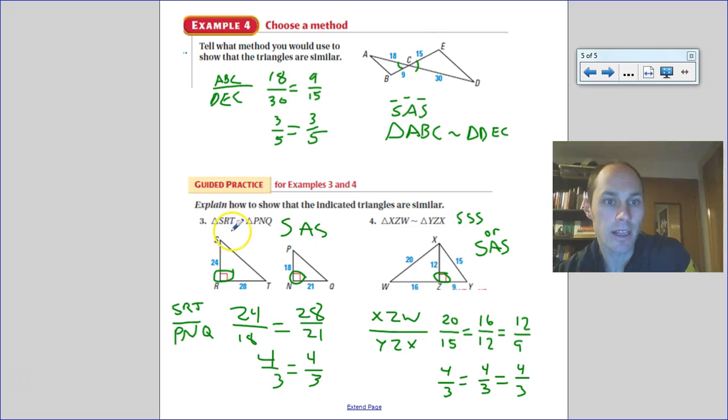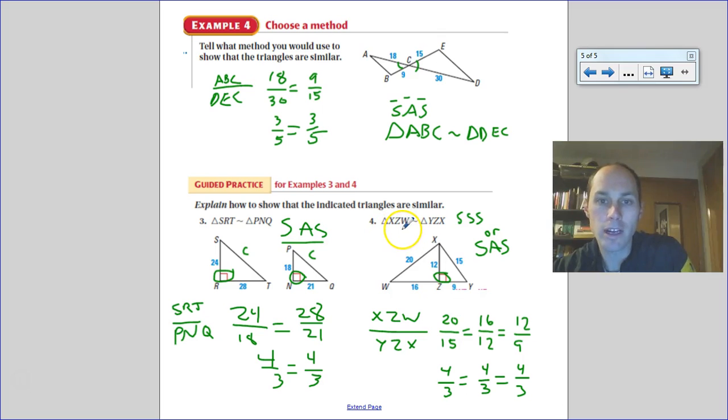Example number 3 below, triangle SRT is similar to triangle PNQ by side angle side similarity. As I compare SR to PN, 24 to 18, simplifies as 4/3. And RT to NQ is 28 to 21, which also simplifies as 4/3. So I have two sides proportional, and the included angle is both 90 degrees, so side angle side. If I wanted, I could show it by side, side, side by using the Pythagorean theorem to find the length of this third side and compare those.